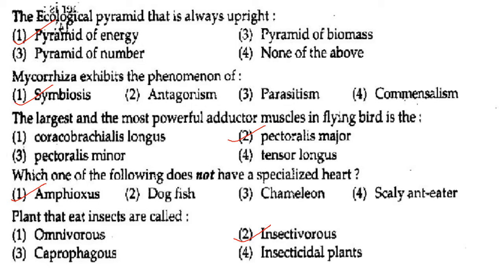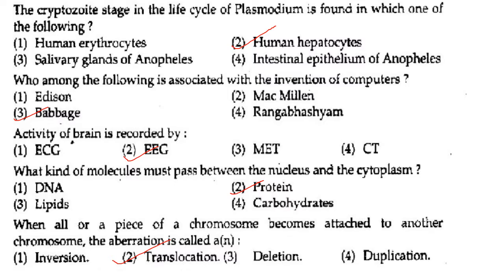Next one. Which of the following does not have a specialized heart? Option 1, Amphioxus, 2, dogfish, 3, chameleon, 4, scaly anteater. Answer is option 1, Amphioxus. Plants that eat insects are called option 1, omnivorous, 2, insectivorous, 3, coprophagous, 4, insecticidal plants. Answer is option 2, insectivorous.